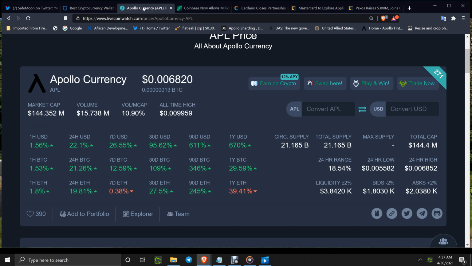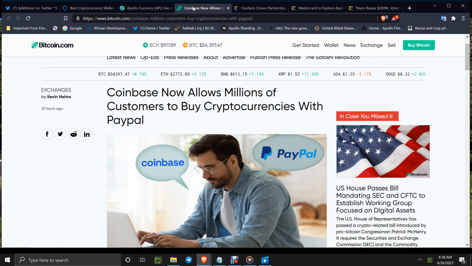So you got Apollo, it's on the move upward right now, a 1.5% gain in the last hour, 24 hours, 22% at 68.20. Volume at 15 million. So nice to see this here as a launch upward, if they get all this stuff out on time this month coming up, and they surprise with more stuff.